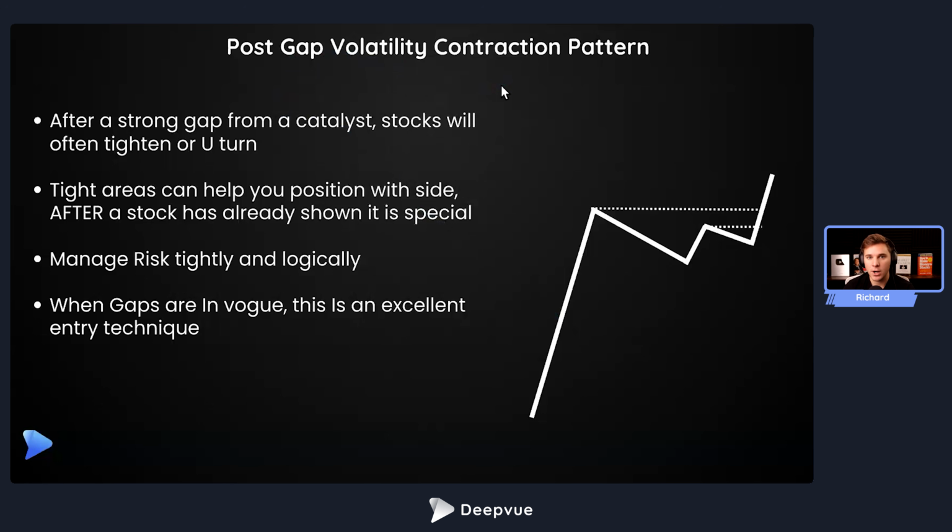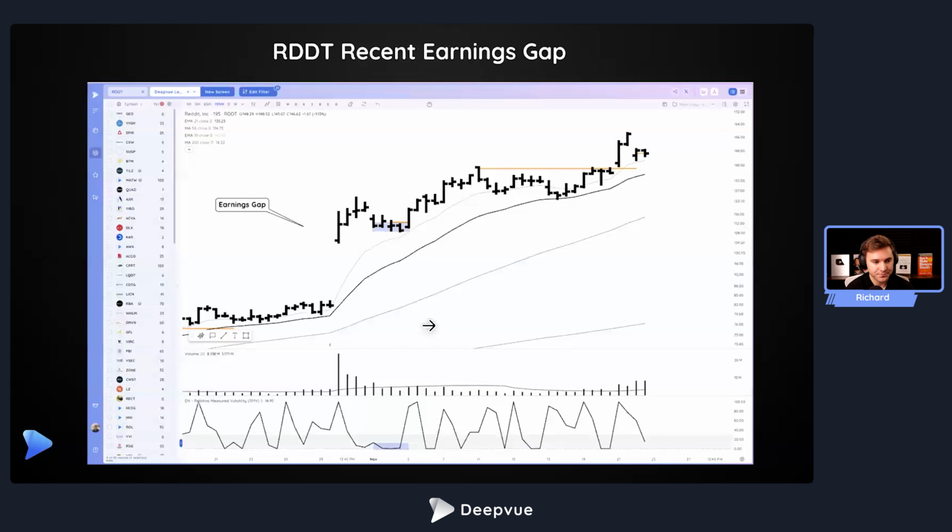So when it's already on your radar, maybe you notice Snowflake gapping up big, you can wait for the tight area to form, the U-turn to form, the pullback to the 10 EMA, and then you can execute with the confidence that the stock has already shown its hand and shown its power. And if that earnings gap is strong enough, that's a stock to be focused on to see if it will work. Of course, you always want to manage risk, but earnings gappers are a tremendous setup within the context, again, of a strong overall stock, theme, and chart pattern. And when gaps are in vogue, this is an excellent entry technique, as we've seen with many examples over the past few weeks or so.